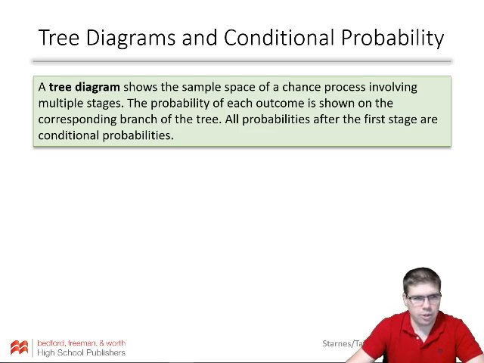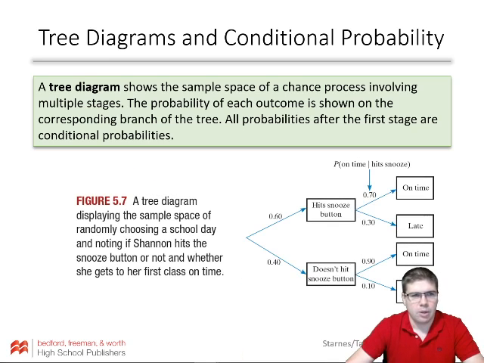So this is really one of my favorite tools for dealing with some more complex problems, when we have conditional probabilities and events kind of lined up in a row and things like that. A tree diagram shows the sample space of a chance process involving multiple stages. The probability of each outcome is shown on the corresponding branch of the tree, and all probabilities after the first stage are conditional probabilities.